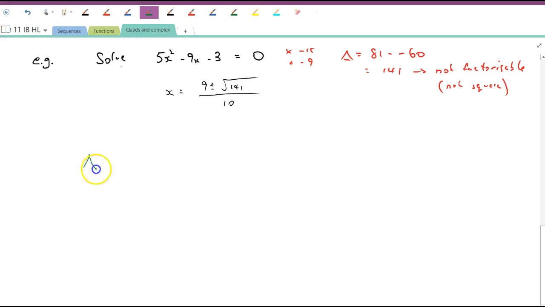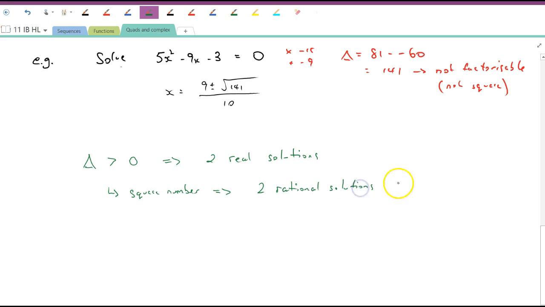Now, if the value of the discriminant is greater than 0, then what that means is we've got two real solutions. Two real solutions if the discriminant is greater than 0. If the discriminant is greater than 0 and also a square number, then it tells us that we've got two rational solutions, and therefore it was or is factorizable.